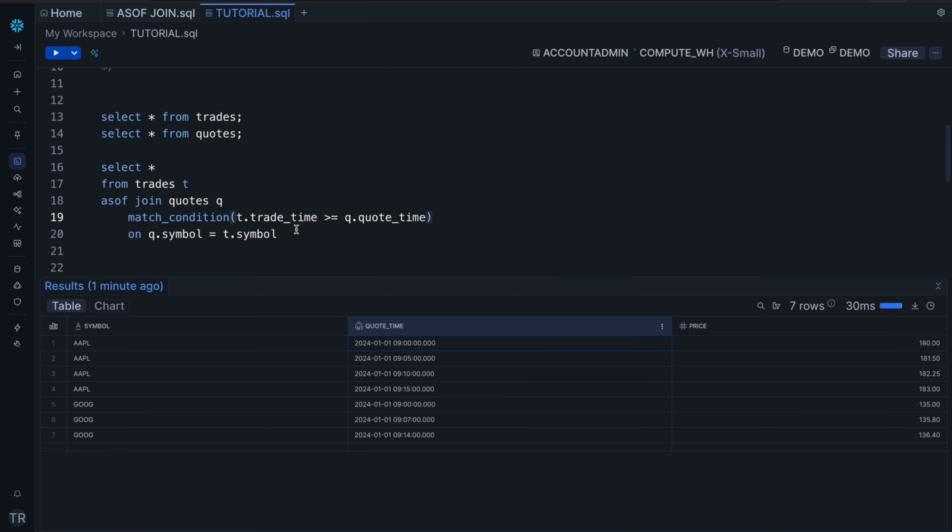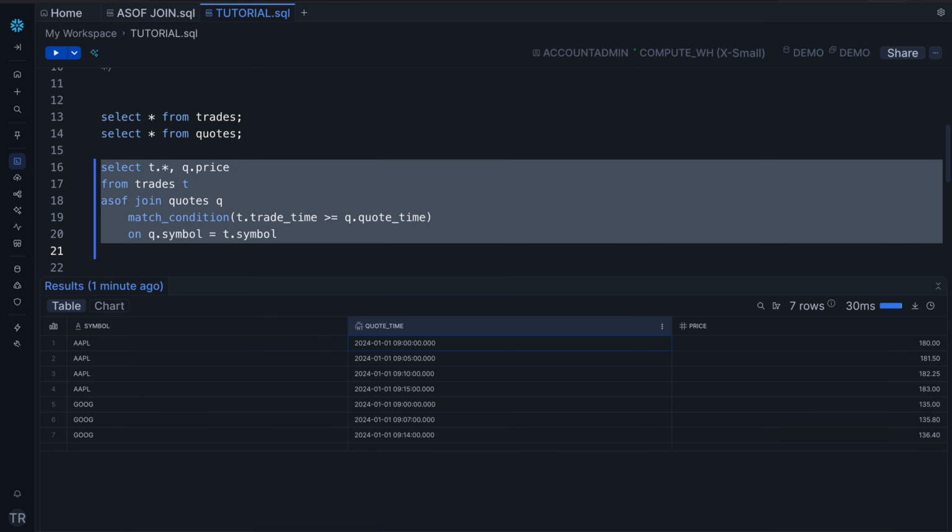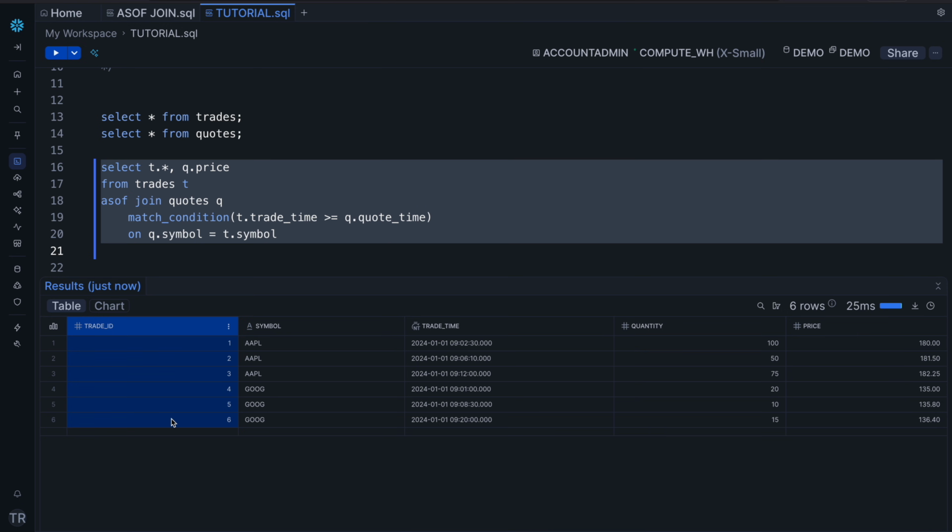So this one, right? Now if I run it, okay, let's say I'll only fetch the fields that I want. I'll say everything from the trade table and just the price from the quote table. And if I run it, now you can see that I'm still getting 6 records. So 1 record for each trade. I have the symbol, the trade time, the quantity, and now I have the price. Now if you look at this, for the first record, the trade time at 9:02, it's telling the price of the share is 180, which is actually correct. That is what we wanted.